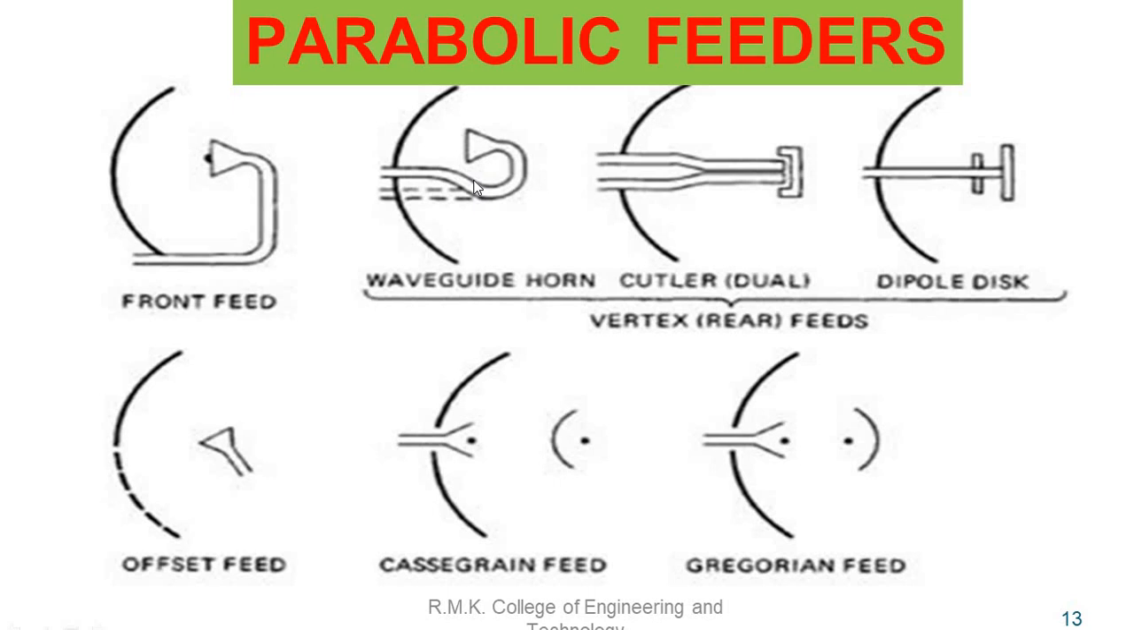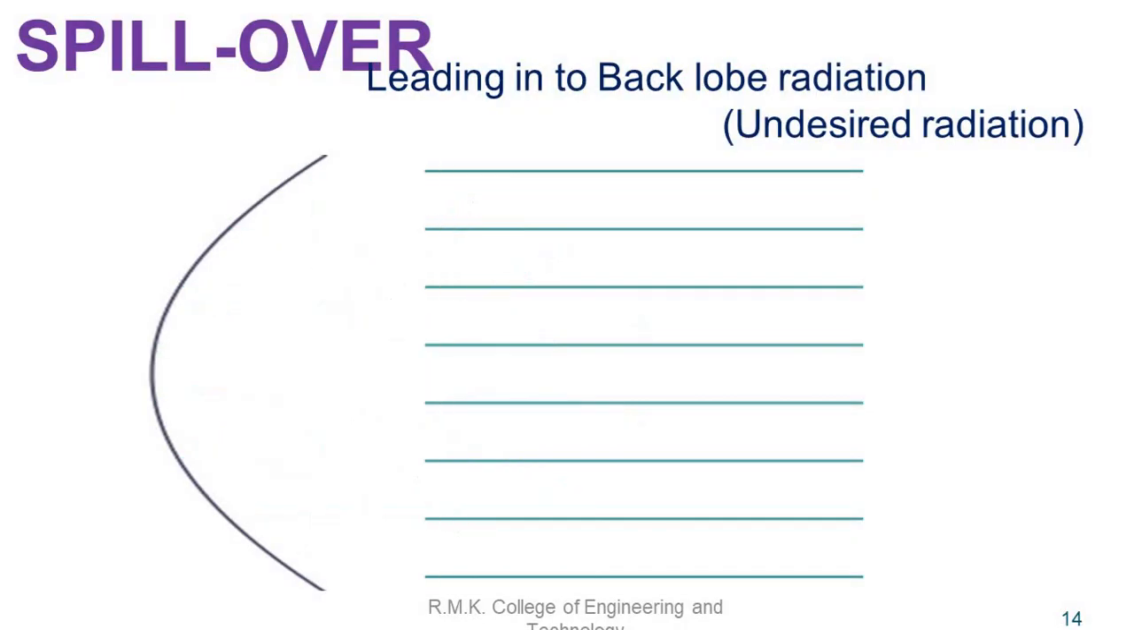This is a waveguide horn, and this is dual reflectors. Here a dipole feeder is used. This is called an offset feeder. The offset feeder can be adjusted vertically and horizontally. And the Cassegrain feeder, where aperture blockage occurs. And this is called the Gregorian feeder, and this is the inverse of the Cassegrain feeder. And here also aperture blockage will occur.